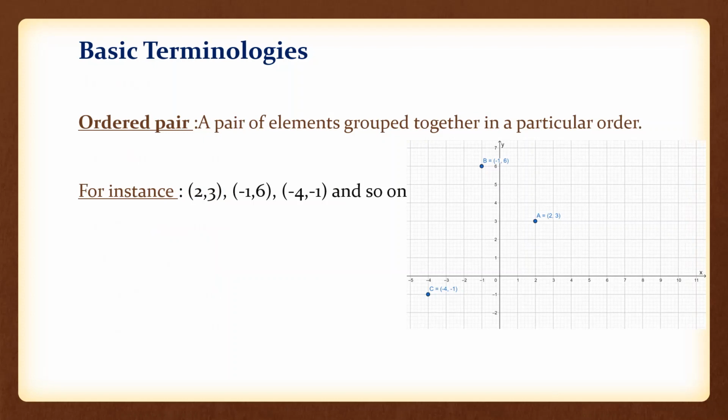First one is ordered pair. We have already studied in our earlier classes what an ordered pair is. An ordered pair is nothing but a pair of elements grouped together in a particular order. That means there is an order when we write the x coordinate and the y coordinate.